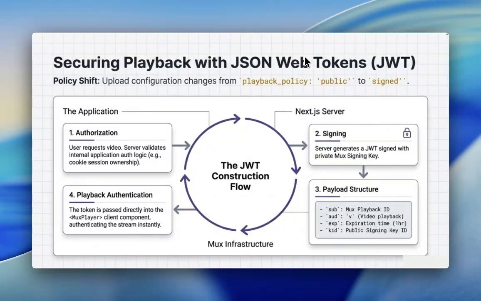Now, how do you secure with a JSON Web Token? You are securing your playback with a JSON Web Token. So basically you do a policy shift, changing the upload configuration from playback policy public to signed. Then you have the application authorization: the user requests a video, and the server validates internal application authorization logic, for example cookie session and ownership. Then you are signing: the server generates a JWT signed with the private Mux signing key. Then you have a payload structure, which is the Mux playback ID, the video playback, expiration time, and public signing key ID. Then you have playback authentication. The token is passed directly to the Mux player client component, authenticating the stream instantly.